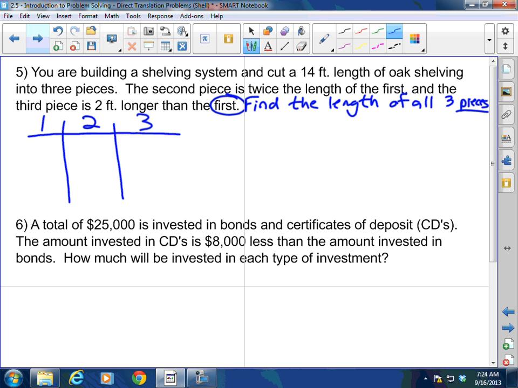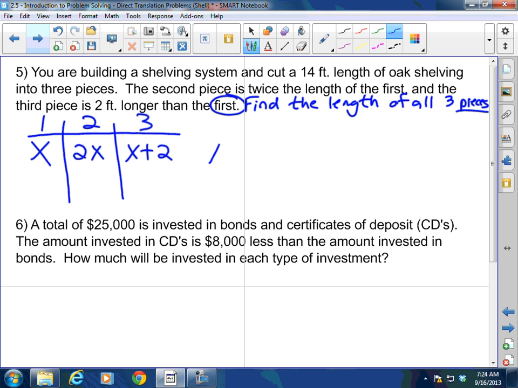What do we know nothing about? The first piece, so we'll call that X. What do we know about the second piece? The second piece is twice the length of the first, so that's 2X. And the third piece is 2 feet longer than the first, so that's the first plus 2. Make a table, makes your life easy.